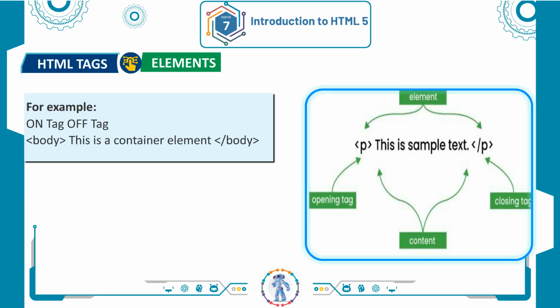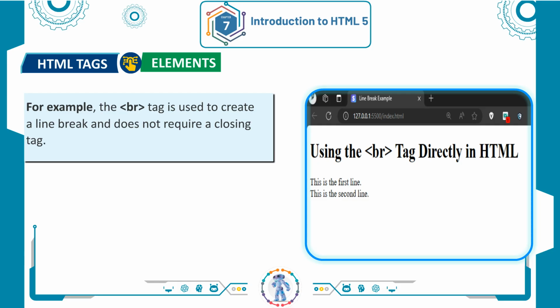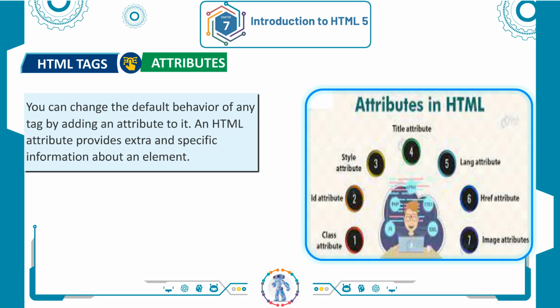For example, <P>. Empty elements. These are HTML elements that have only an on tag and do not need an off tag. For example, the <BR> tag is used to create a line break and does not require a closing tag. The <HR> tag is another example of an empty element. It is used to draw a horizontal line. Attributes. You can change the default behavior of any tag by adding an attribute to it.